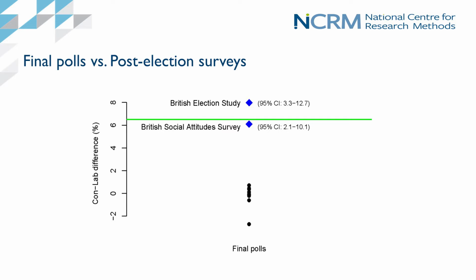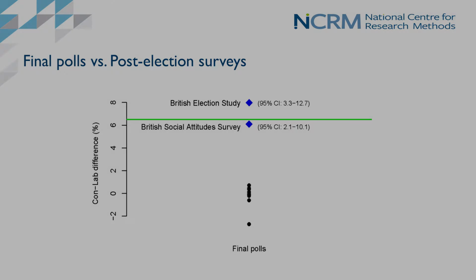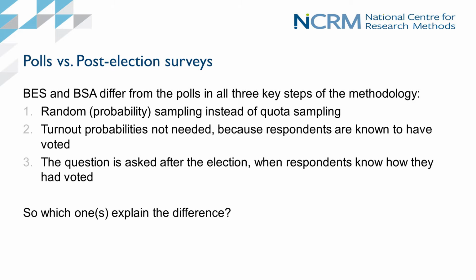It's not yet clear what it tells us, because, going back to my 3 steps of methodology, this comparison changes every one of those 3. So if we compare BES and BSA to the pre-election polls, they're different in all 3. In terms of sampling, instead of quota sampling, it is probability or random sampling in those surveys. In terms of turnout probabilities, BES and BSA were asked after the election, we know who voted, or at least who said they had voted, so there was no need for a turnout probability screen.